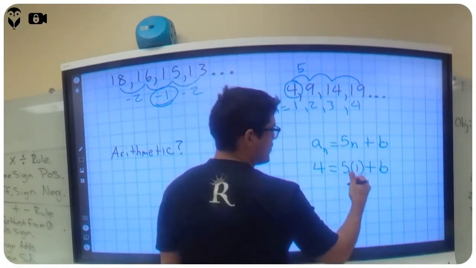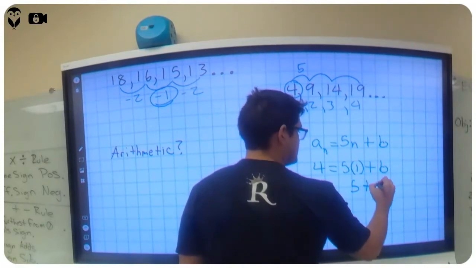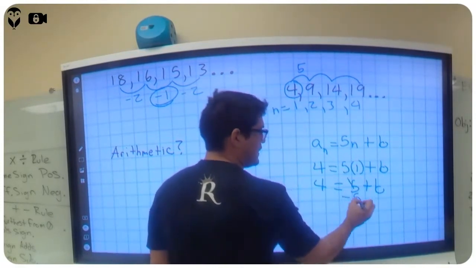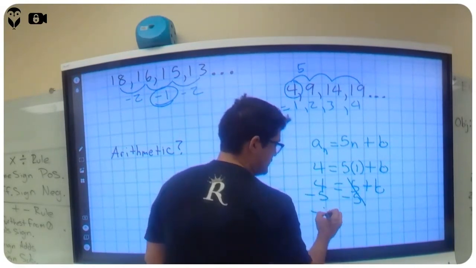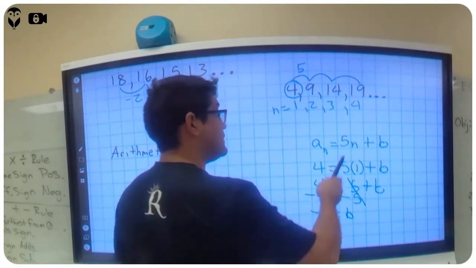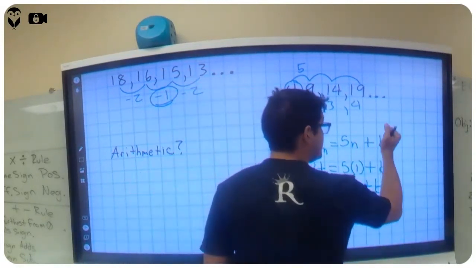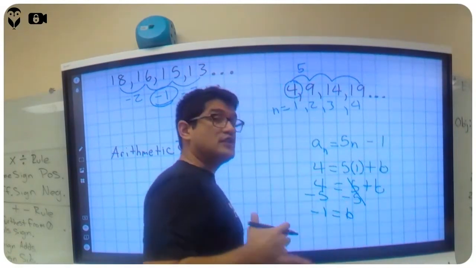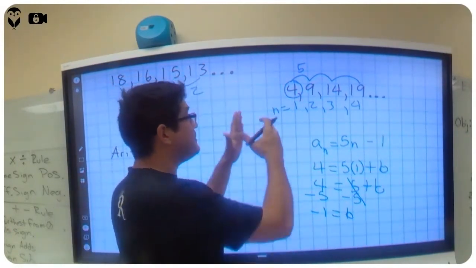So let's see, 5 times 1, that's 5. I'm going to subtract 5 on both sides. I get -1. And b is by itself. So -1 equals b, which means this plus b is supposed to be -1. And this should tell us the solution for any number in here.